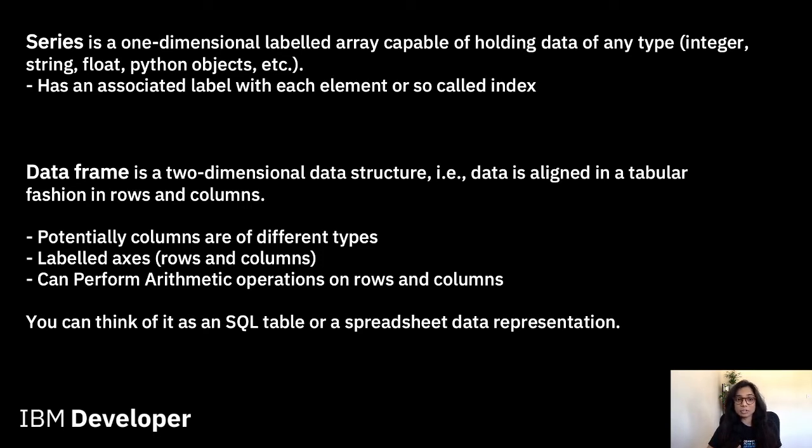And your second data structure is a data frame, which is two-dimensional, where data is aligned in a tabular fashion in rows and columns. So here, you could have potentially different columns with different data types. And here as well, you have labeled axes, your rows and columns are labeled, and you can also perform arithmetic operations on these rows and columns. Now, you can think of this as an SQL table or a spreadsheet data representation. And so Pandas deals with these two main data structures for data manipulation, series and data frame.